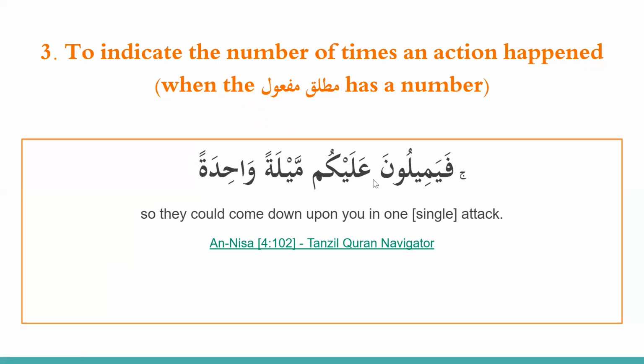فَيَمِيلُونَ عَلَيْكُمْ مَيْلَةً وَاحِدَةً. So they could come down upon you in one single attack. So mailatan wahidatan, one single attack. This is the Mafool Mutlaq, and it is telling us the number of times. So that's the example when Mafool Mutlaq tells us the number of times the action will happen or is going to happen.